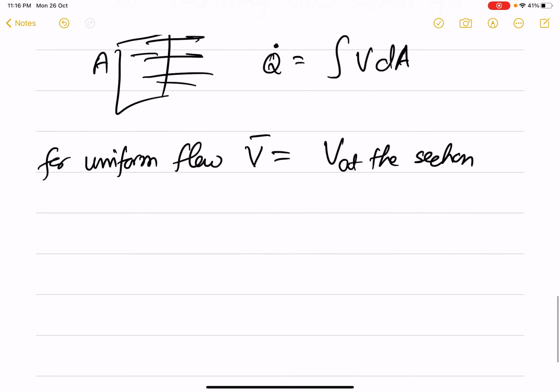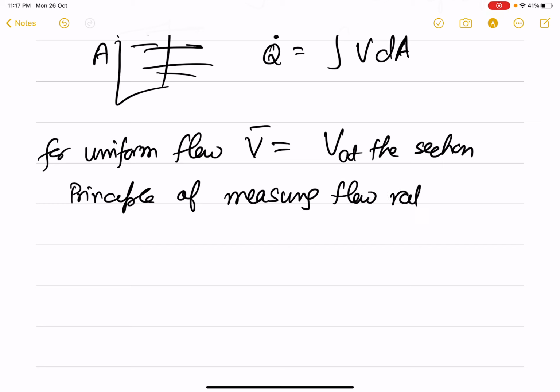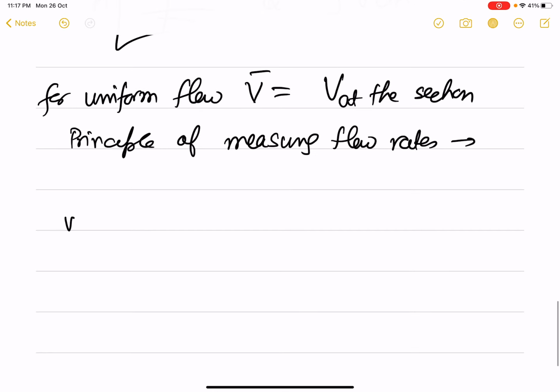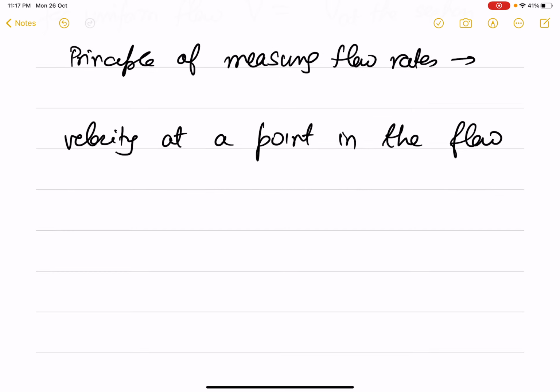Okay. Now we talked of the principle of measuring flow rates. Now, how do we measure velocity at a point in the flow? And for this, we have a device called a pitot tube.